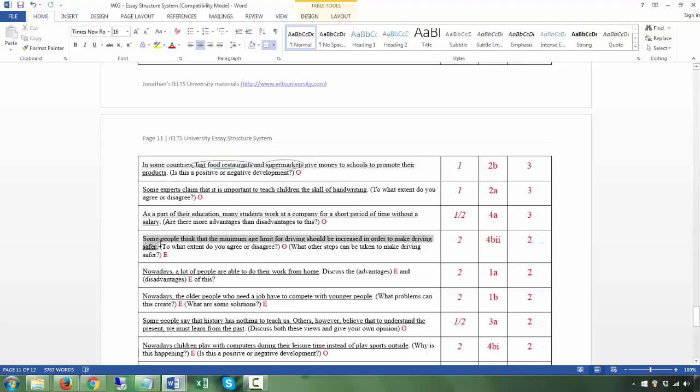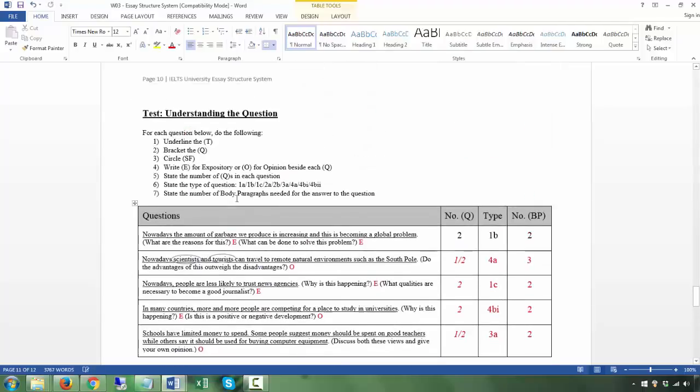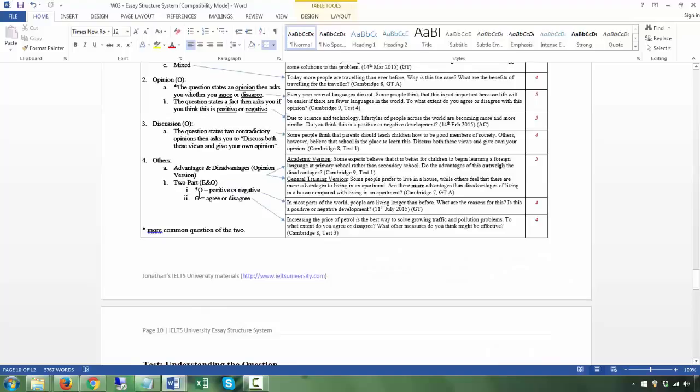Next, some people think that the minimum age limit for driving should be increased in order to make driving safer. That's the T. To what extent do you agree or disagree? What other steps can be taken to make driving safer? These are 2 questions. All right. This one is an opinion. This one is an expository. Okay, so there are 2 questions. This question is 4B2.